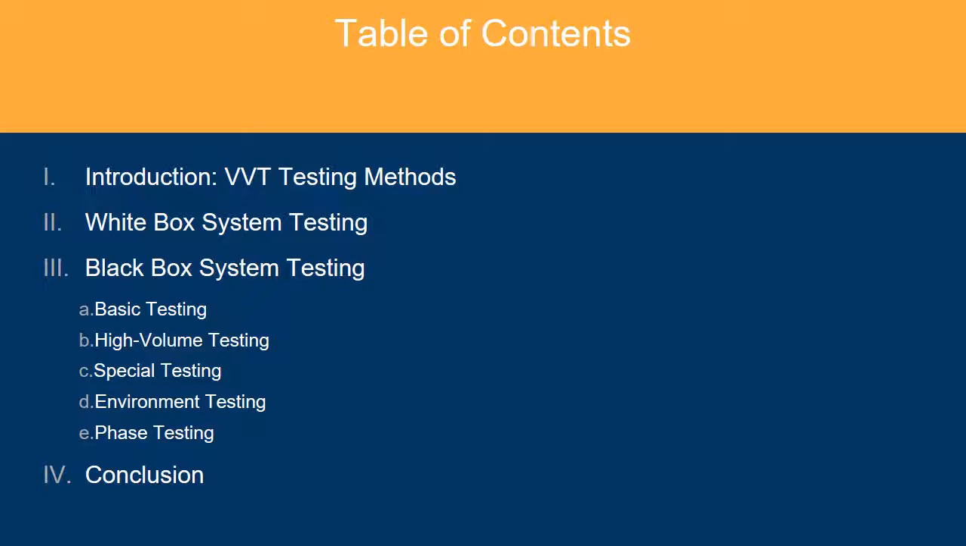During this presentation, I will be going over the introduction of VVT testing methods. I will also be discussing white box system testing. We will then discuss black box system testing and its subparts, basic testing, high volume testing, special testing, environment testing, and phase testing. These portions will be covered by both Jesus Escarcega and Brian Mata. Finally, Brian Mata will end today's presentation with a conclusion of Chapter 5.